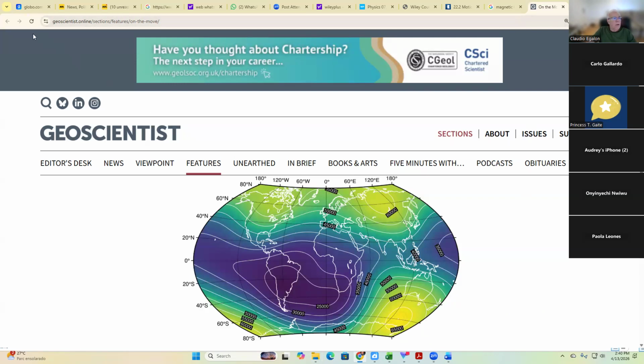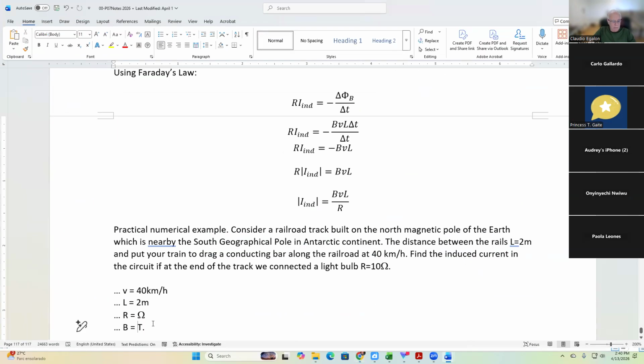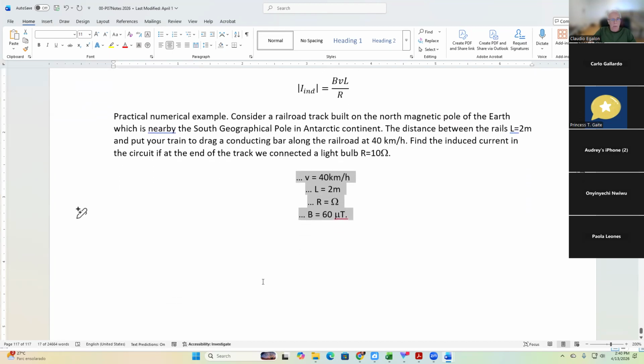So let's use that value that I mentioned, 60,000 nanotesla. We can do the math. 60,000 nanotesla is 60 microtesla. Microtesla symbol. Yeah, like that. And I'm using 10 ohms. Let's put 10 ohms here. Let's see if we get a large current or not.